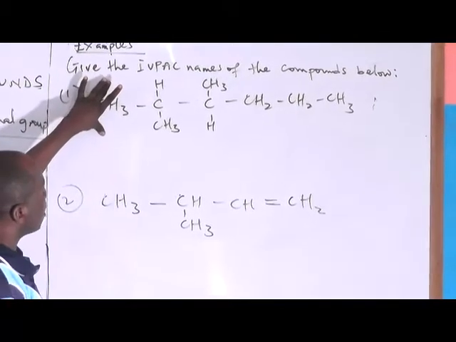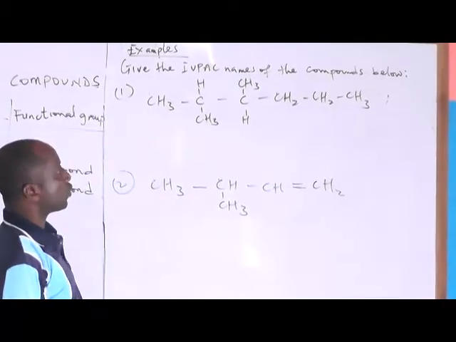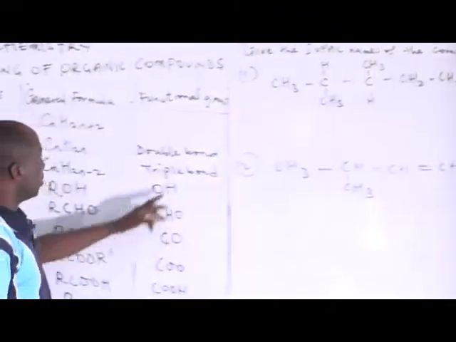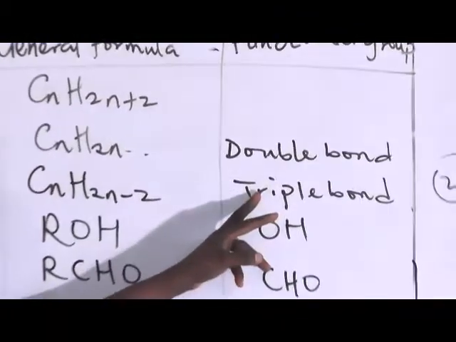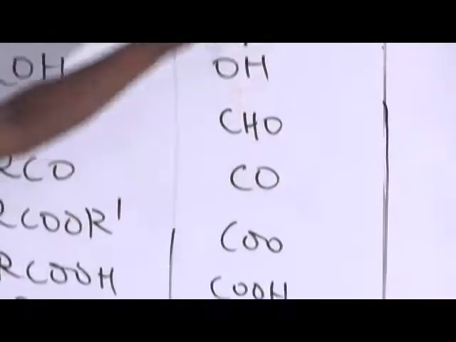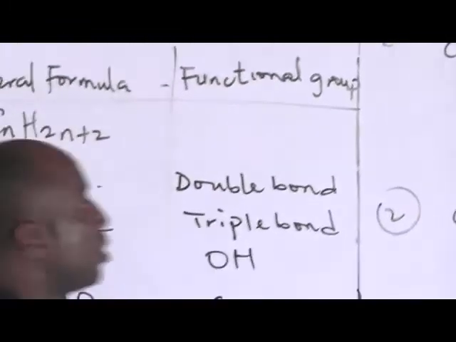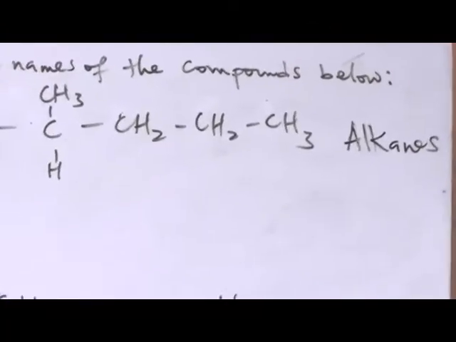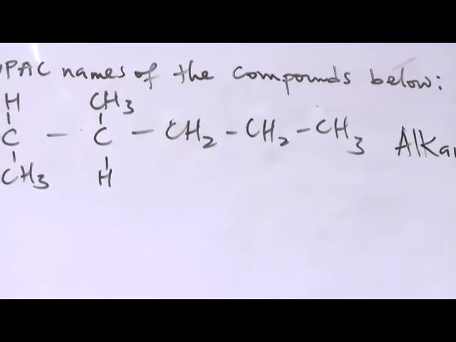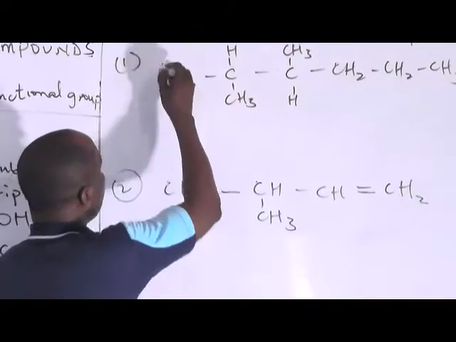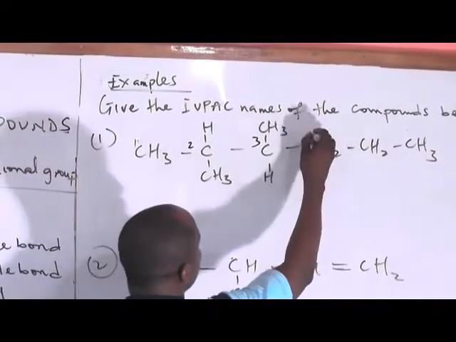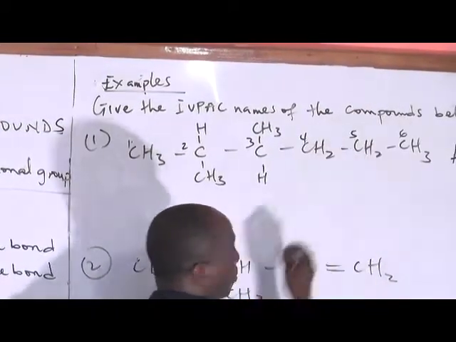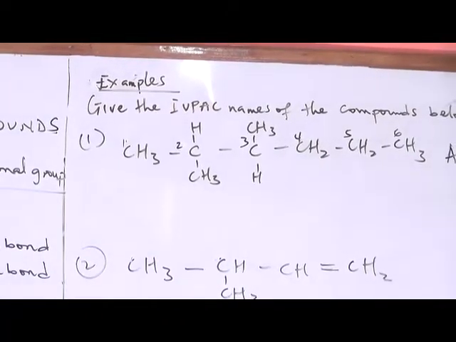So looking at this compound now, what is the functional group in this compound? Look at it. No double bond, no triple bond. So that means it is what? It is an alkane family. It belongs to an alkane family. Then we go to number 2. Number the identified longest chain. Now we have to number. Let's say 1, 2, 3, 4, 5, 6. I'm having 6 straight carbons there.